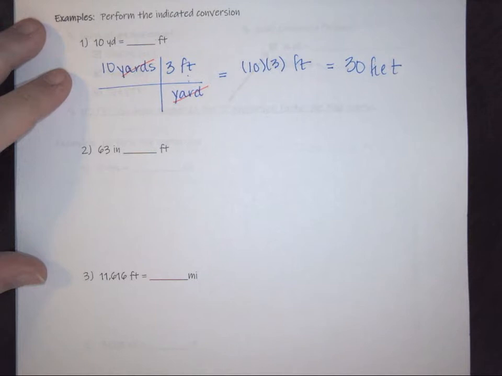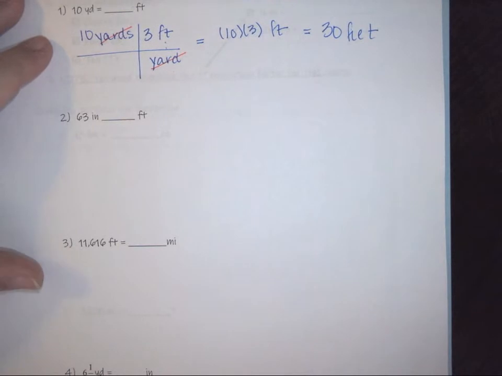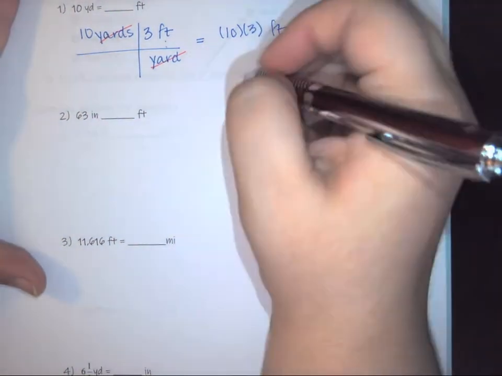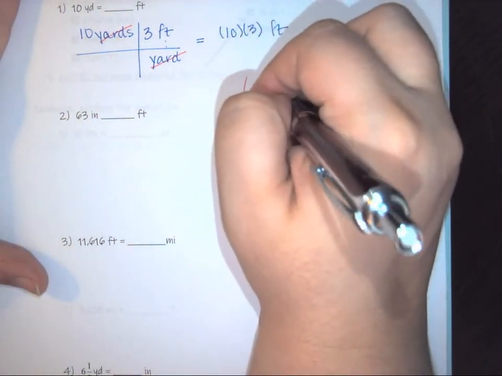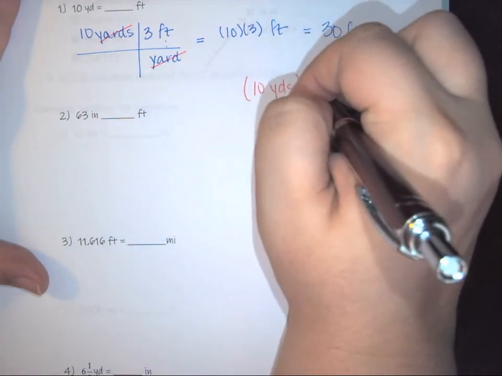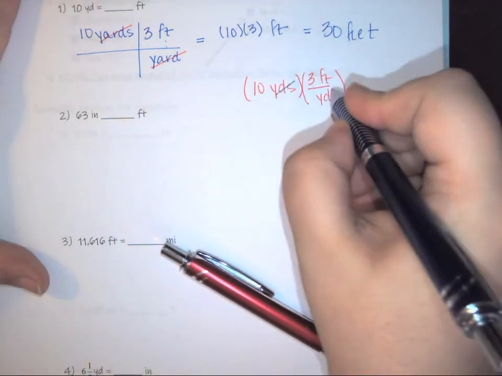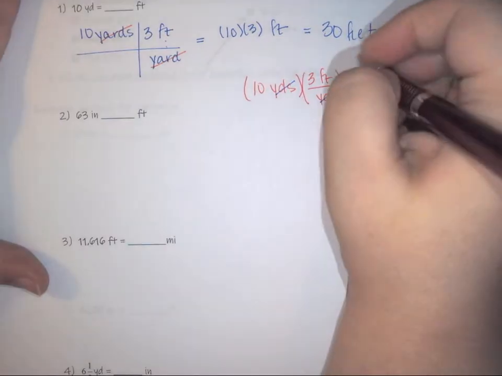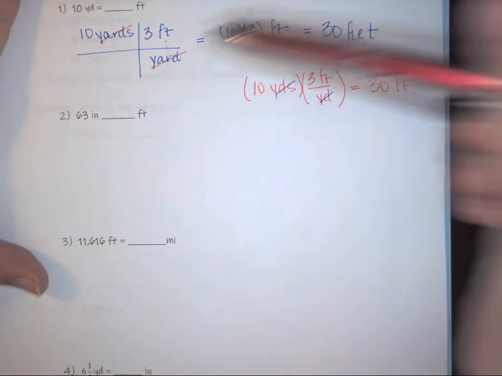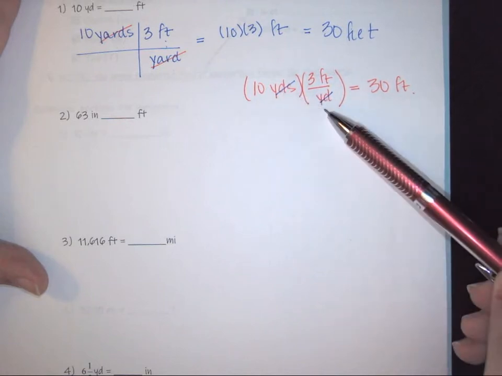Now, some students prefer looking at it through the eyes of fractions. So to do that is very simple. It just simply means instead of setting up this table format, my first term would be 10 yards. And then my second term would be 3 feet per yard. Again, that sets up for you to cancel out your yards. And then just like before, leaves us with 30 feet. So whether you use an actual table format or you use it like fractions doesn't matter as long as you are canceling top to bottom with your units.